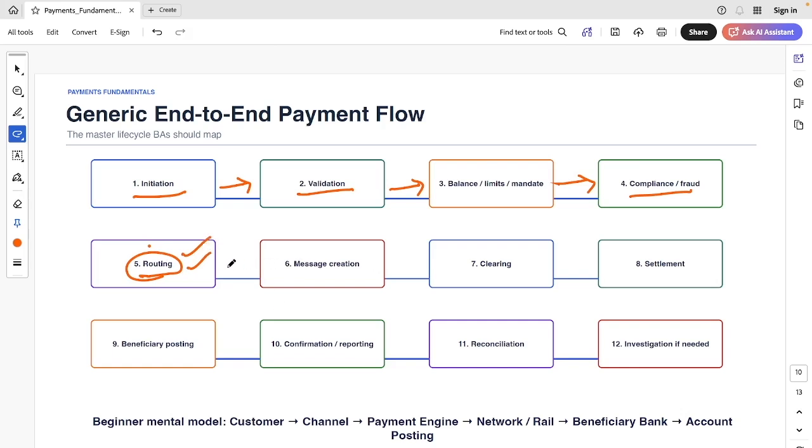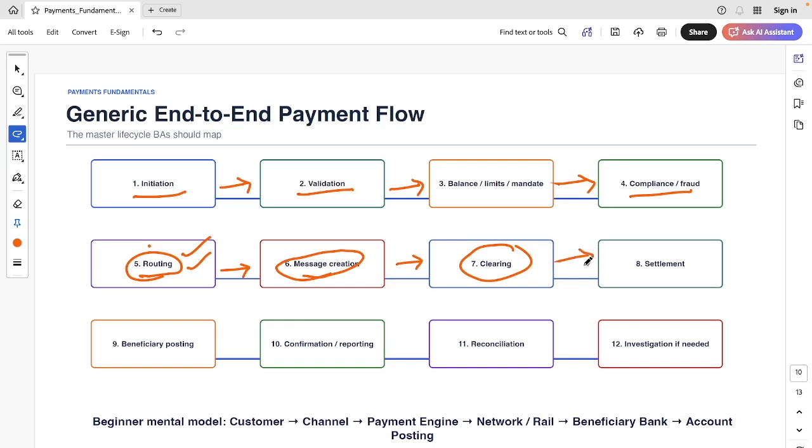After this routing is done, then comes the message creation stage, where the message is created based upon where it is being sent. Is it being sent in a local scheme format, or in a Swift MT format, ISO MX format, API payload, or any file? Then the payment goes for clearing once the message is created. In the clearing step, banks exchange the validation and routing, and calculate the obligation. Some systems settle gross, and some settle through net.